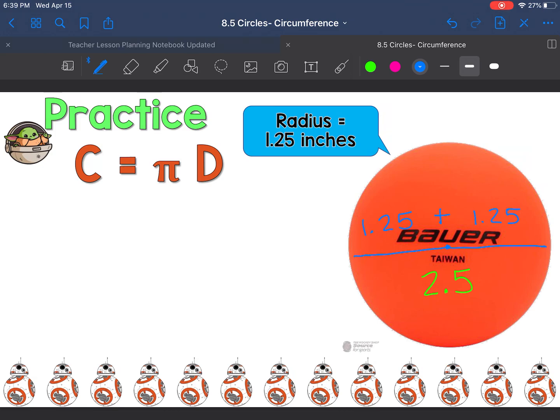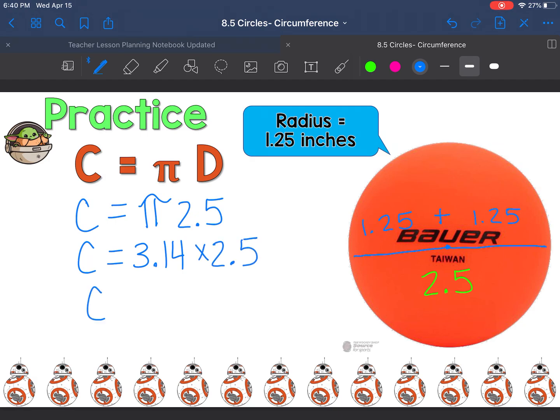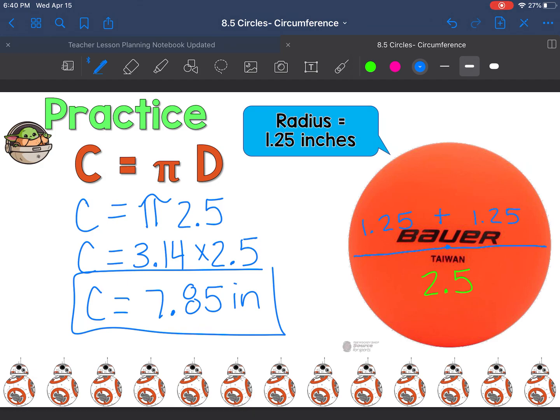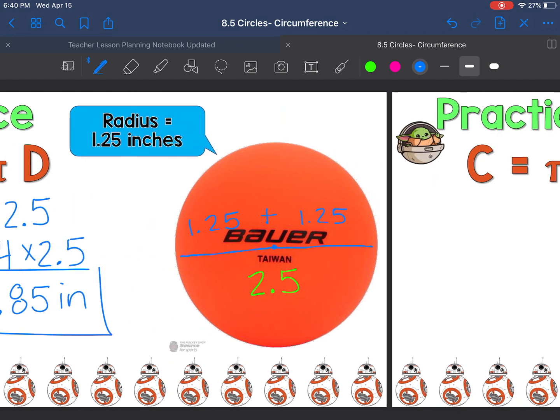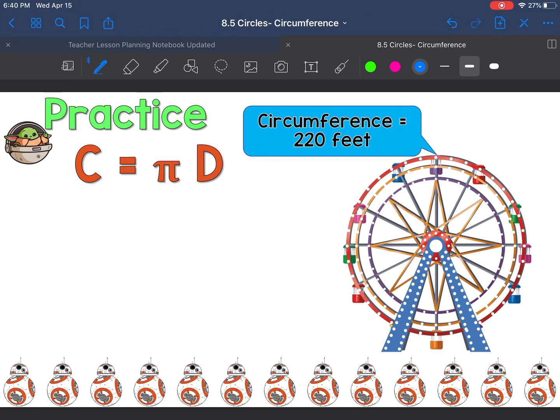So now we can take the 2.5 diameter and plug that back into the formula. Circumference equals pi times my diameter, which is 2.5. Now I can substitute 3.14 for pi, times 2.5. And that gives me a circumference of 7.85 inches. And there you have it. Now, this was medium. Let's take it up one more notch, and I promise it's not even that much harder.